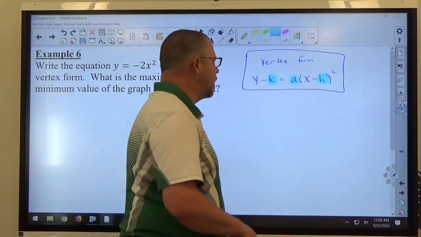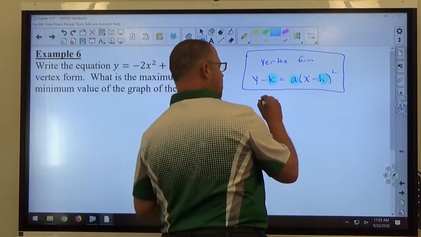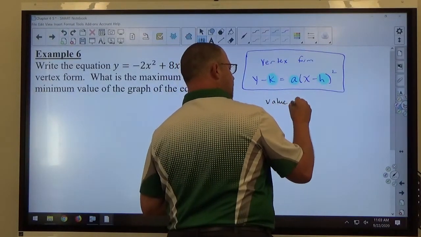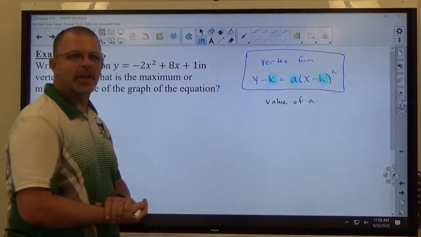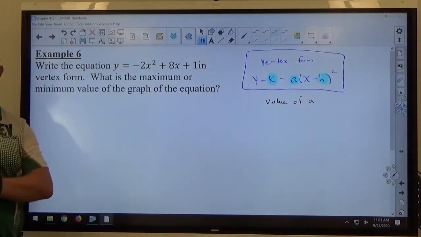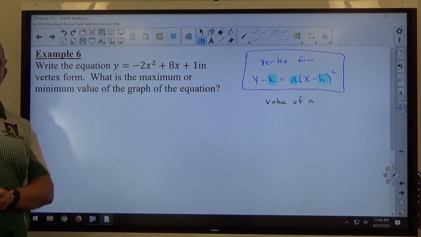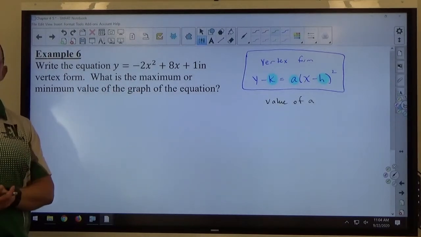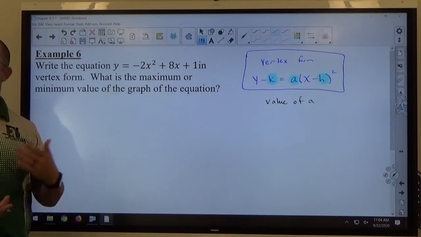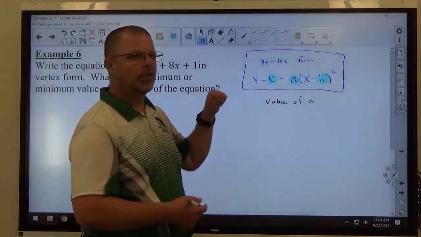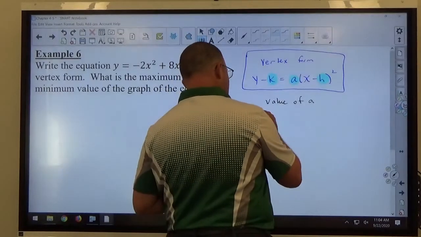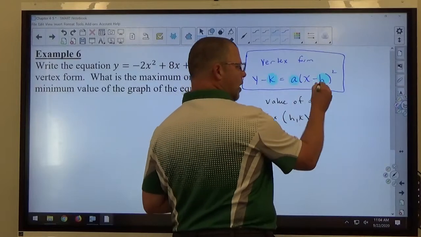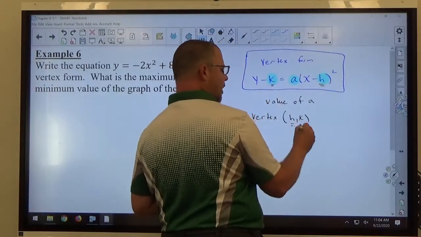And the purpose of vertex form is it gives us two very clear pieces of information. It tells me the value of a. This is the exact same a that is in ax squared plus bx plus c, that same a. So it tells me what a is. If a is positive, the parabola turns up. If a is negative, the parabola turns down. So if I can see what a is, I can very easily tell if the parabola is turning up or down based on a's value, the number in front of this parentheses here. The other thing it tells me is the vertex. The vertex coordinates are exactly h comma k. Whatever's with x is the x coordinate, whatever's with y is the y coordinate.